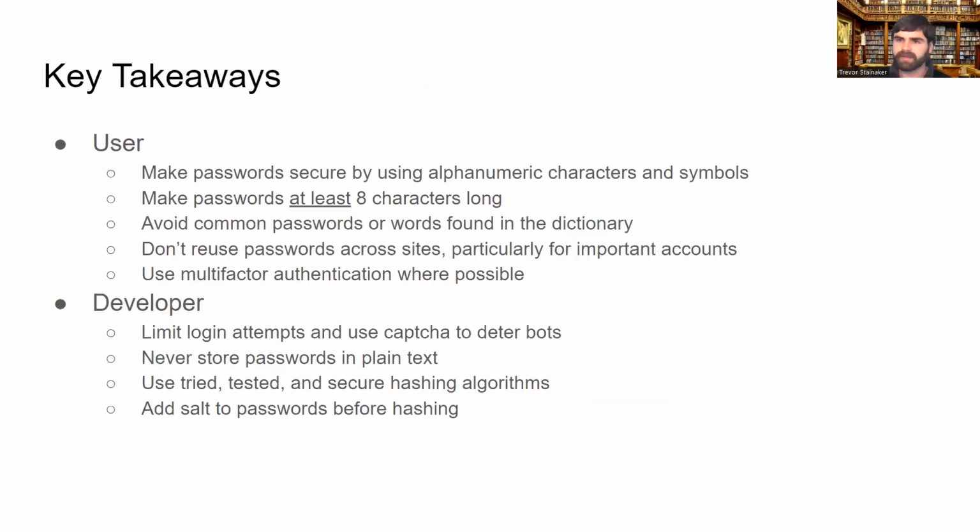So here are the main takeaways. If you're still with me, bear with me a little longer. This is the last slide. For the user, you want to make your password secure by using alphanumeric characters and symbols. You want to make your passwords at least 8 characters long. The longer they are, the better. They might get harder to remember, which is a problem. But as far as introducing entropy, the longer they are, the better.